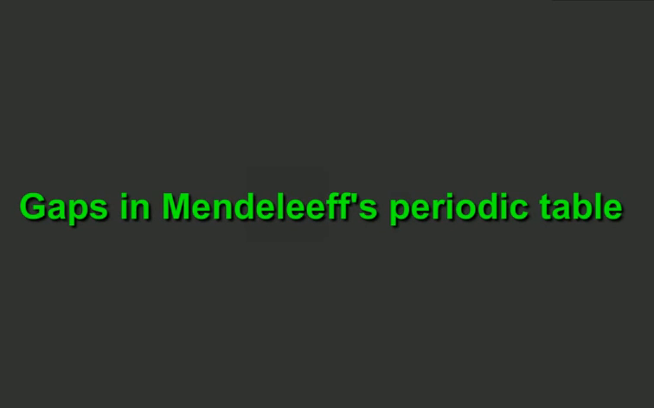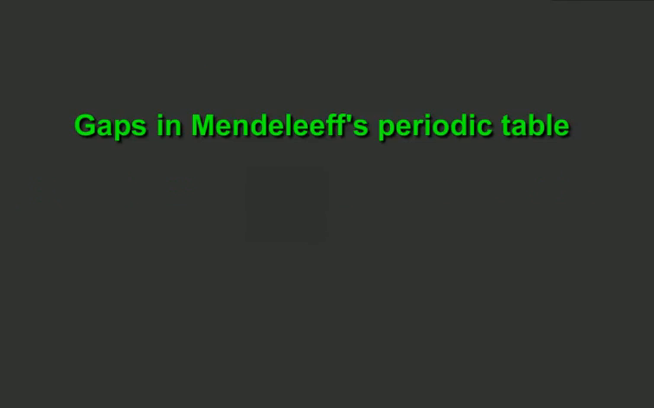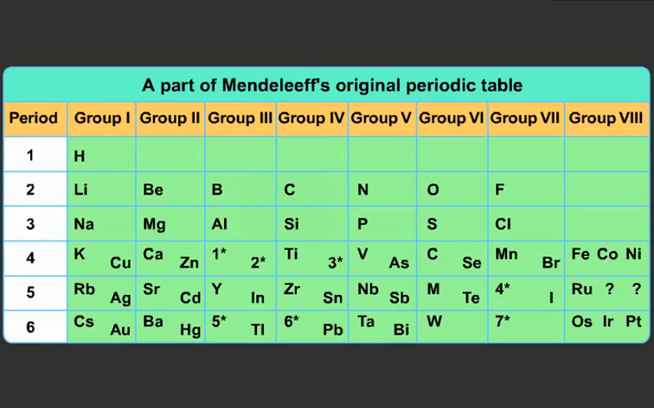Gaps in Mendeleeff's periodic table. Dear students, in the classification of the then known elements, Mendeleeff was guided by 2 factors. Number 1, increasing atomic masses, and number 2, grouping of similar elements. Mendeleeff left some gaps in his periodic table in order to make sure that the elements having similar properties fell in the same vertical group. These gaps were left for the elements not known at that time.